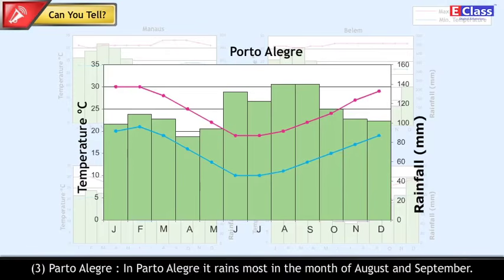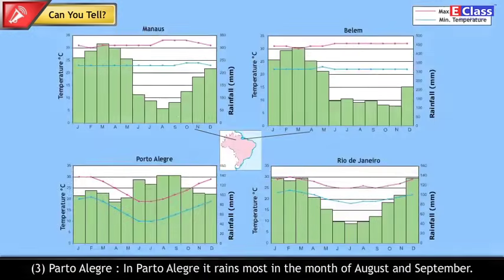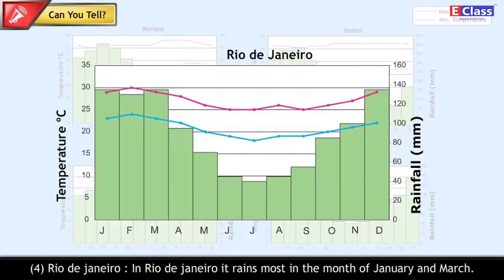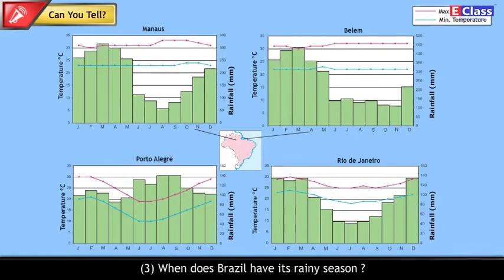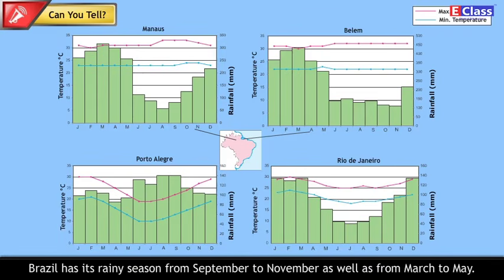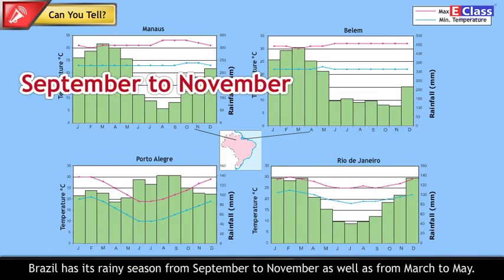Porto Alegre. In Porto Alegre, it rains most in the months of August and September. Rio de Janeiro. In Rio de Janeiro, it rains most in the months of January and March. When does Brazil have its rainy season? Answer: Brazil has its rainy season from September to November as well as from March to May.